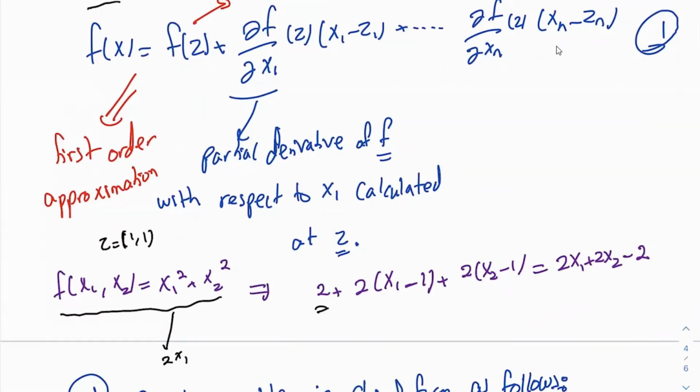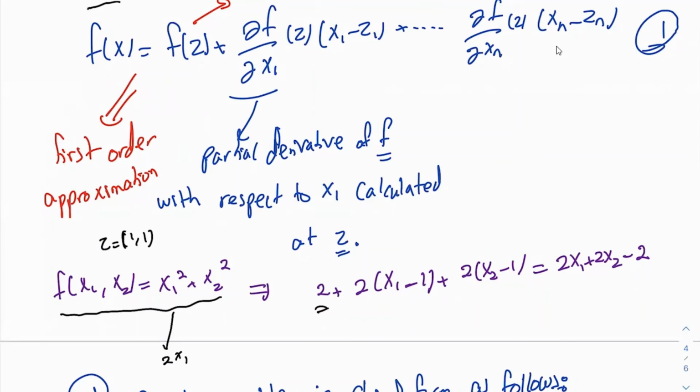calculated at the point z, right? 2 times 1 is 2, so you get 2 times (x1 minus 1) plus 2 times (x2 minus 1). You get 2x1 plus 2x2, the minus 2 and plus 2 cancel out, and you get 2x1 plus 2x2 minus 2, right?